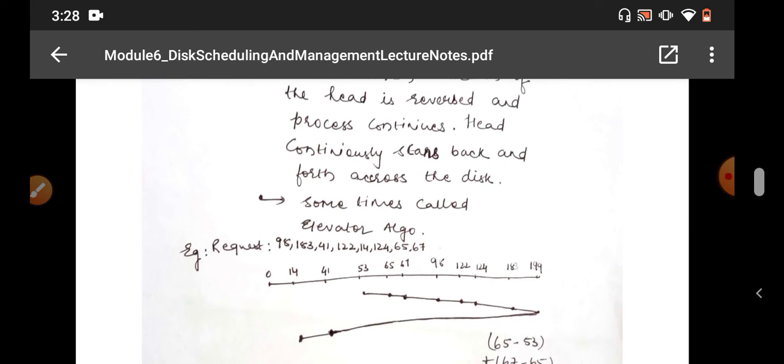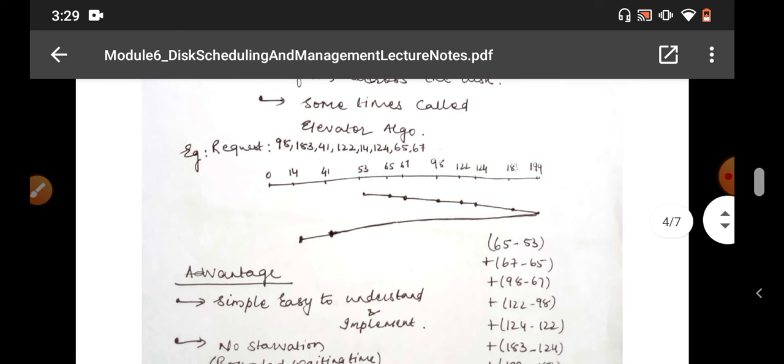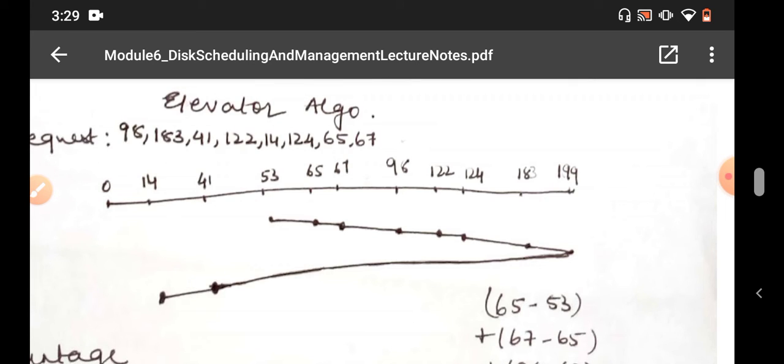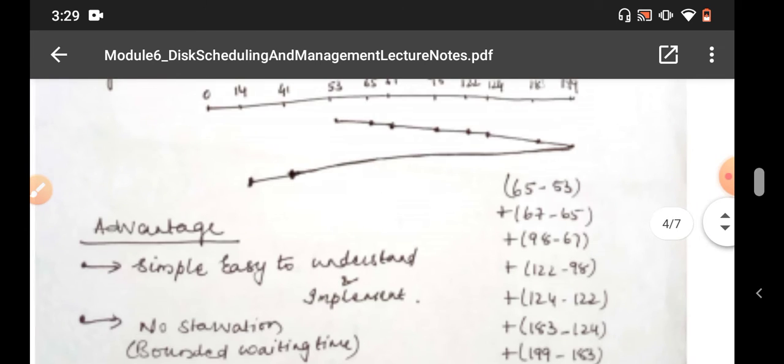Sometimes it's also called the elevator algorithm. I told you the examples. So you can see in this example over here, the same example I am taking: 98, 183, 41, 122, 14, 124, 65 and 67. So these are the way the requests are being served.